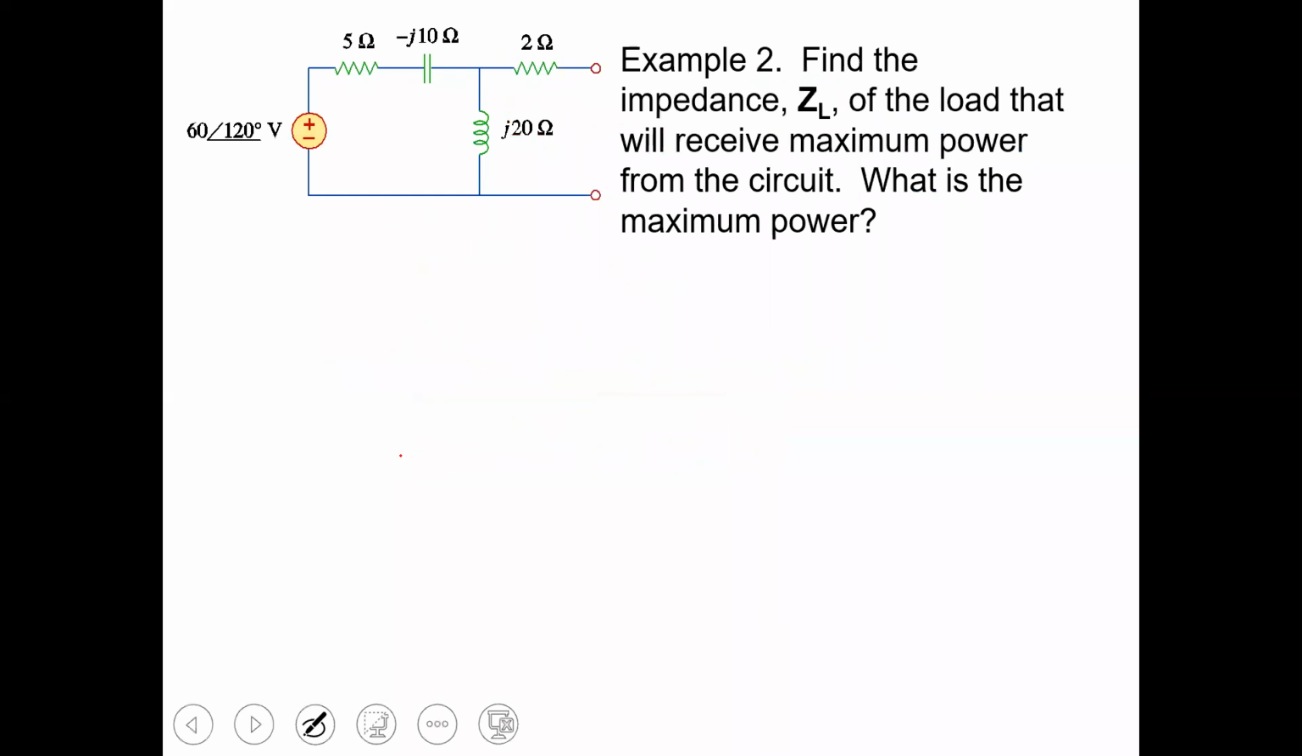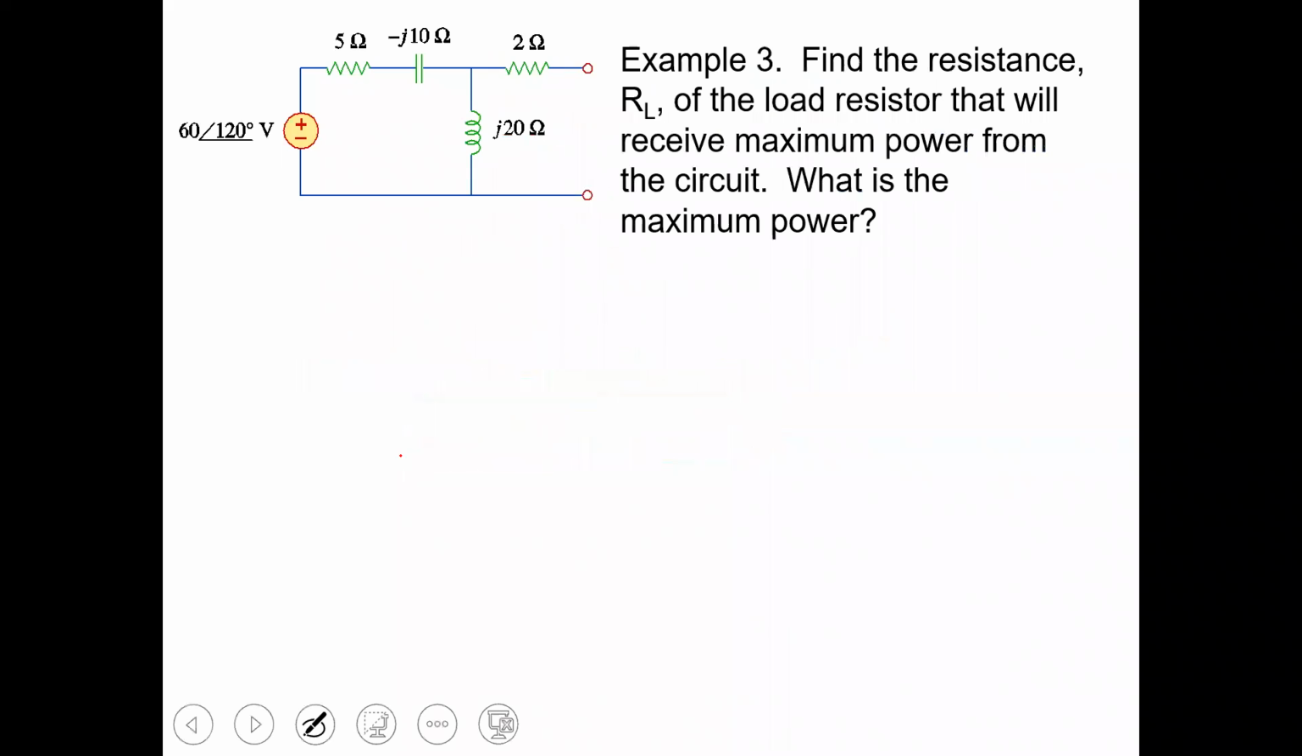Now we're going to look at a couple questions here, and we'll do this tomorrow. Finding the load impedance that will receive the maximum power and what that maximum power is. And then if we just had a resistor, what would that resistor value be? And then we go into how we do the power factor correction. So that's what we'll be doing tomorrow.